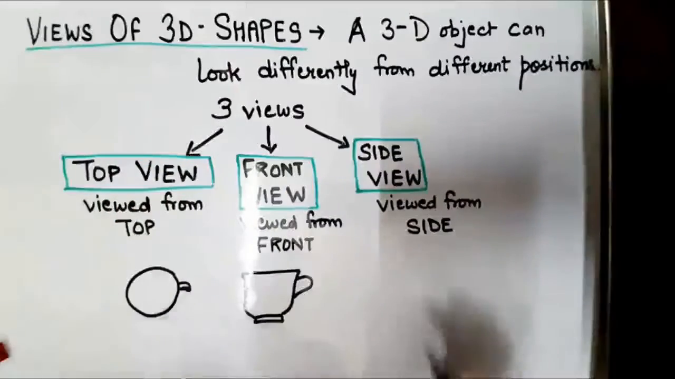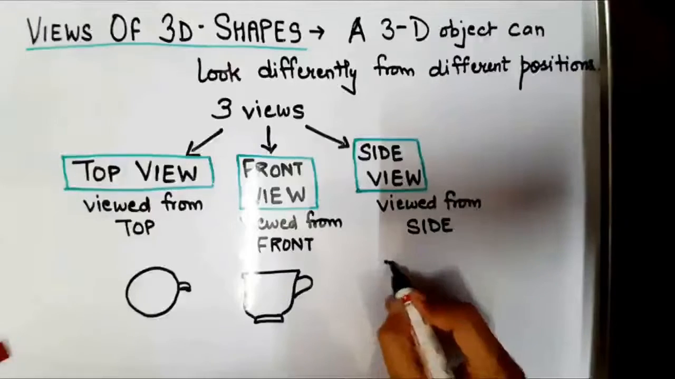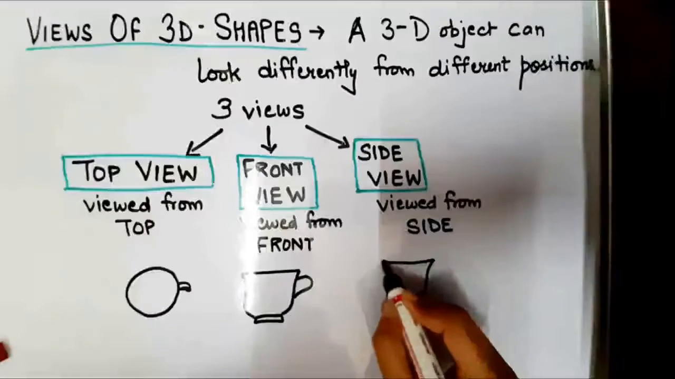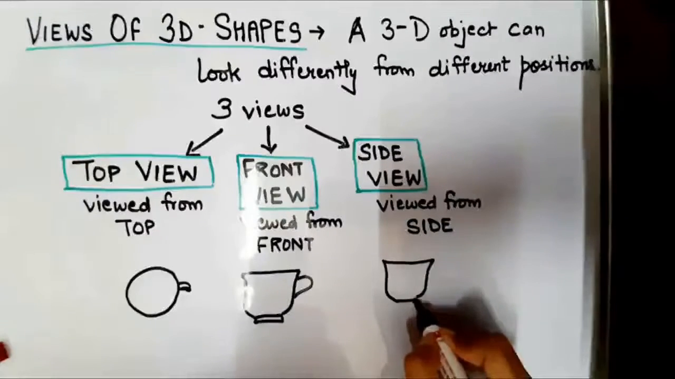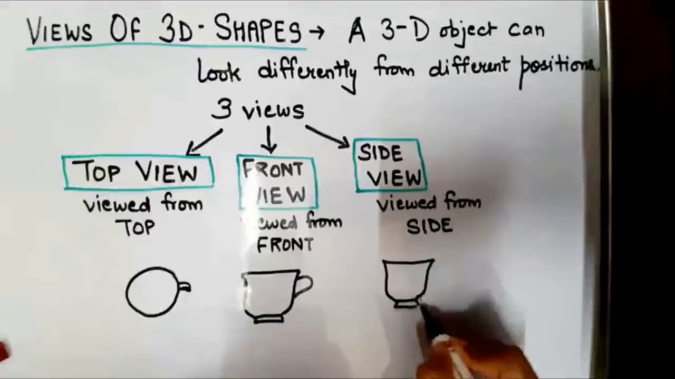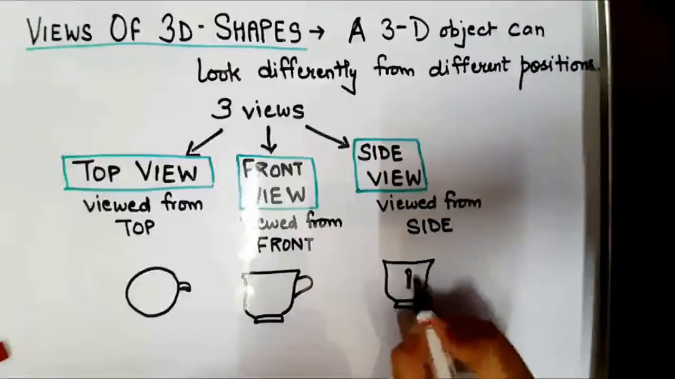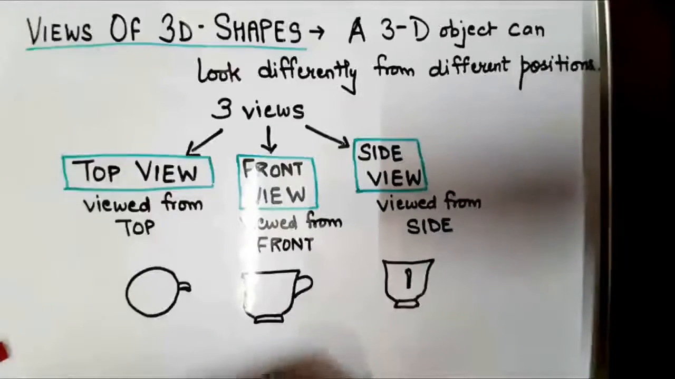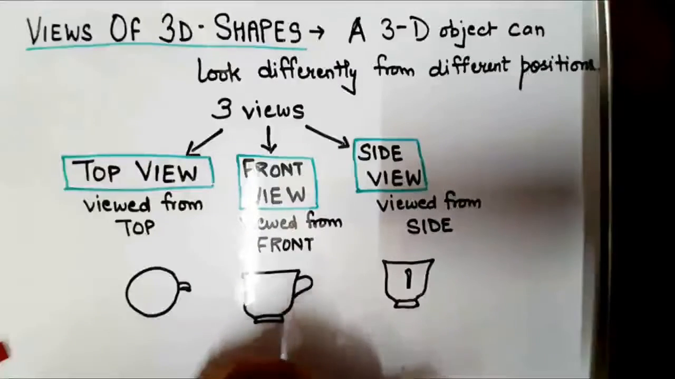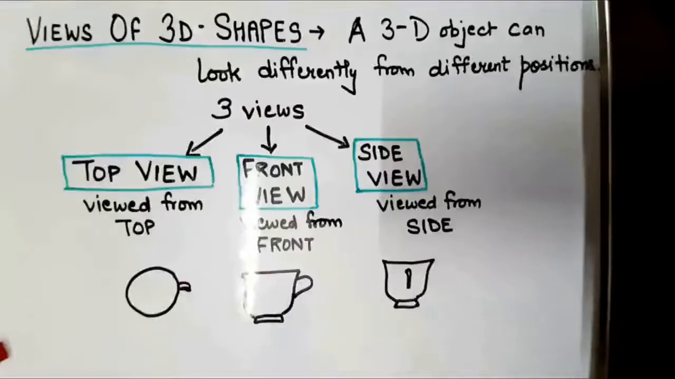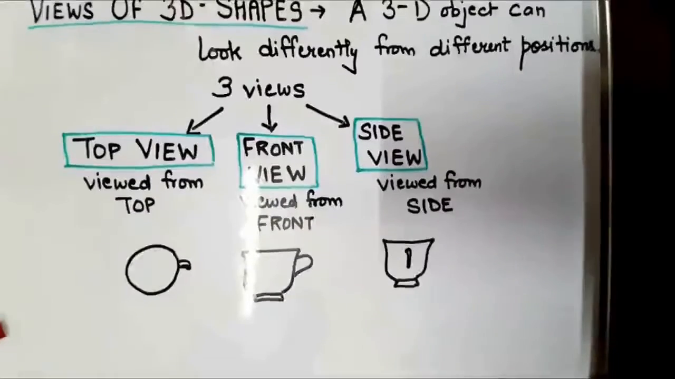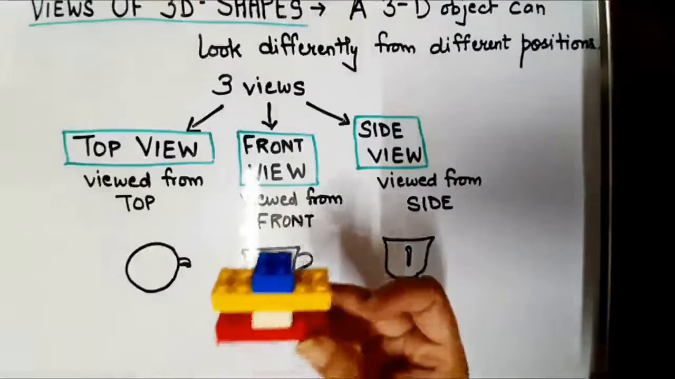In the side view, we have the cup like this, and the handle also appears to us like this. So these were the three views of how we can view the object. Similarly, I'll take another example now. In the next example, we have a structure made from Lego blocks.